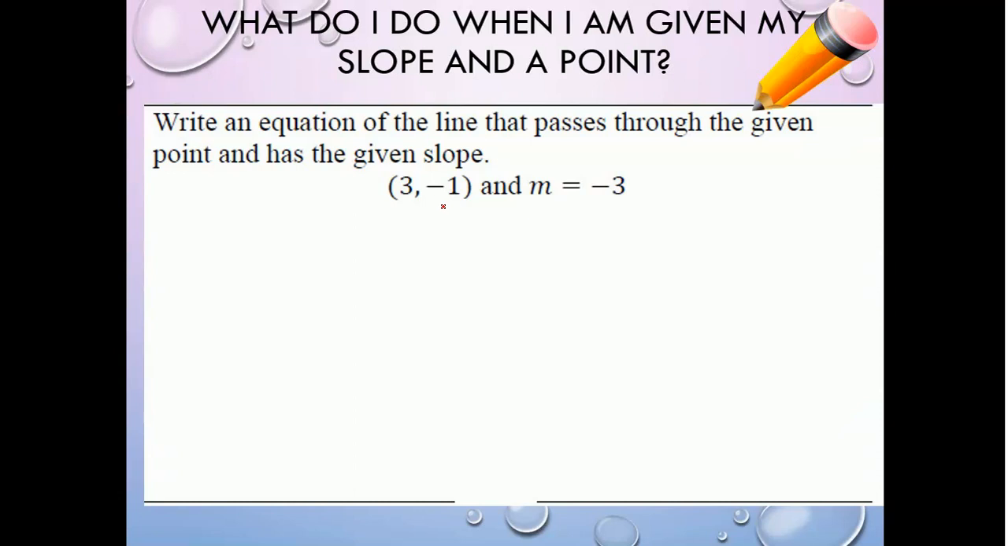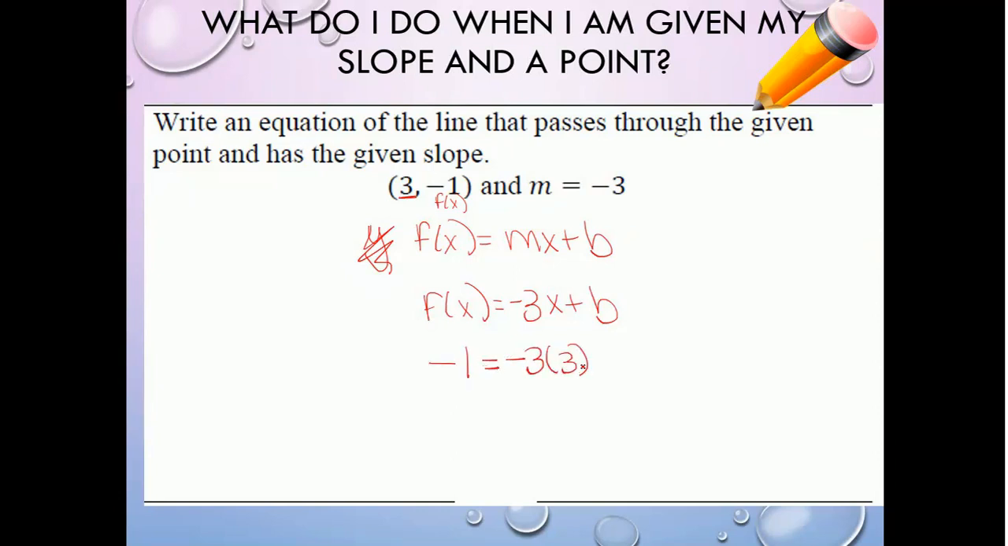So I have 3 and -1, and m equals -3. So what I'm going to first do, write as f of x equals mx plus b. Well, my m is -3. So I'm going to put -3 in for my m. Now, I don't know b. I need b. But what I can do is plug in that ordered pair, 3 and -1, in for my x and my f of x. So this is my x. This is my f of x, technically my y. So I can go -1 equals -3 times 3 plus b. So this is my x, so I put it in for my x. This is my f of x, and I put it in for f of x.